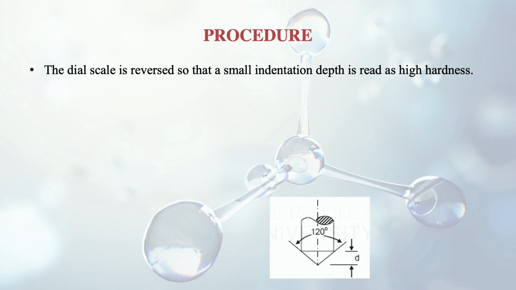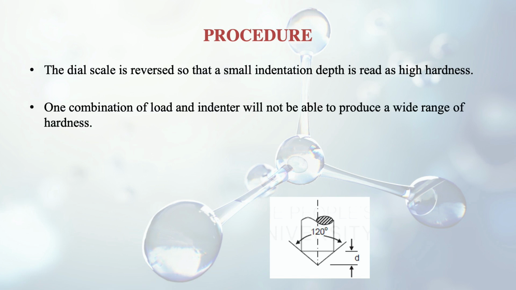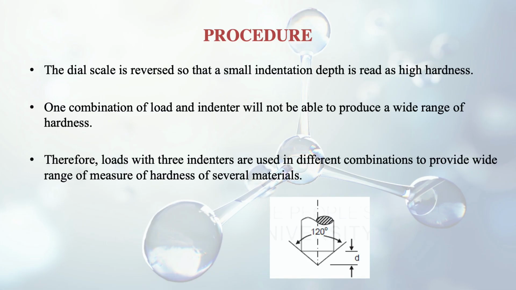The dial scale is reversed so that a small indentation depth is read as high hardness. One combination of load and indenter will not be able to provide a wide range of hardness. So it is not possible that if we are simply using one load and one indenter, it will give us a range of hardness. So for that purpose, we will have different combinations. Loads with 3 indenters are used in different combinations to provide a wide range of measure of hardness of several materials.